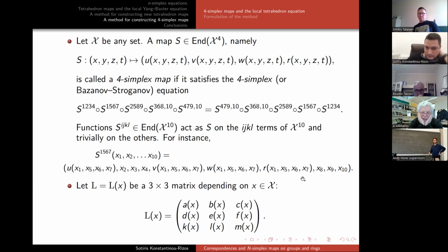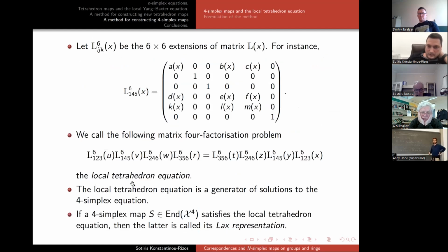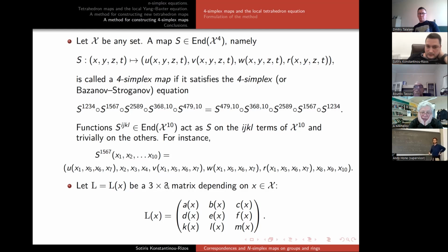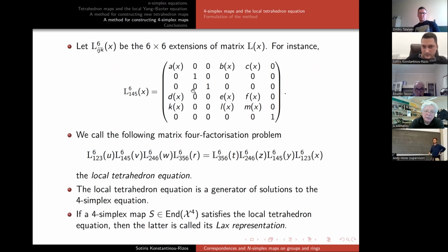In principle, you can generate this solution via the local tetrahedron equation. So you get a 3x3 matrix whose elements depend on a variable x, and you consider their 6x6 extensions. Again, the notation is as usual. So one example of such a map is, well, the upper index 6 means 6x6 extension.